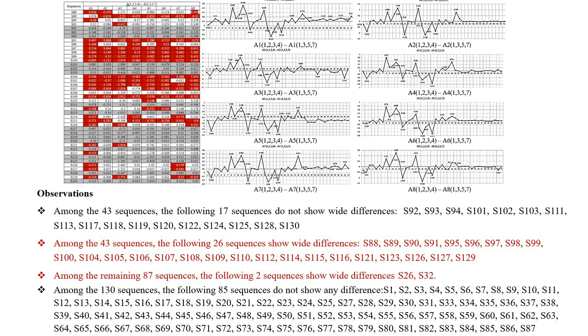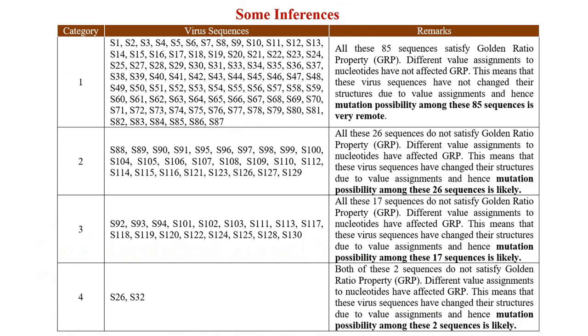Among the 87 sequences, the following 2 sequences show wide differences, S26 and S32. Now, among the 130 sequences, 85 sequences do not show any difference. Based on GR values, 130 virus sequences are classified in 4 groups.